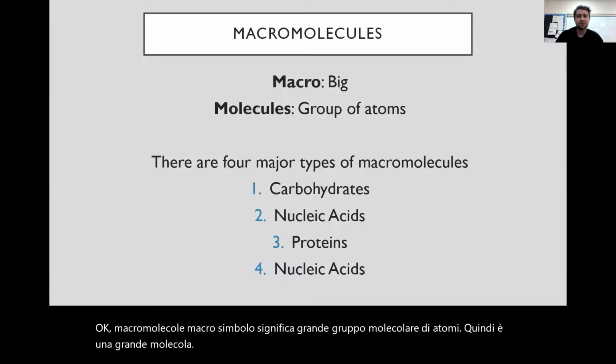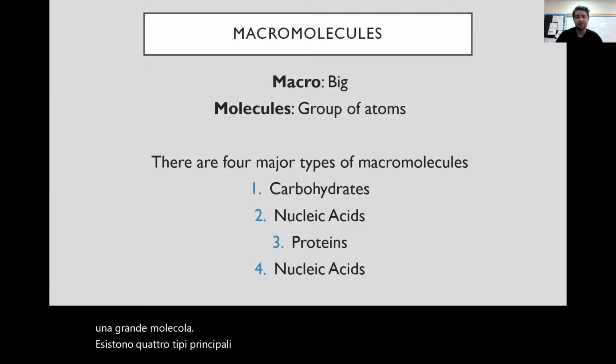There are 4 major types of macromolecules we're going to discuss in this year of AP Biology: carbohydrates, nucleic acids, proteins, and lipids.